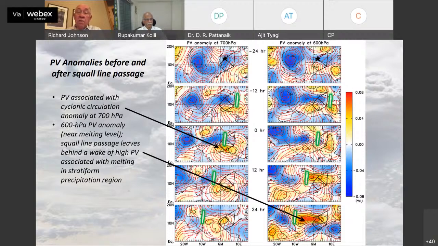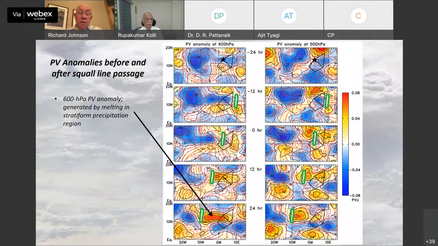This second row of panels is the flow at 600 hPa. The melting level is near this level. It's actually 575 hPa. And you can see the structure with PV is different this time. As you go after the squall line passage at the Niamey site, you can see a wake of high PV, and that's connected with the melting in the stratiform region that covers a huge extensive area. Next.